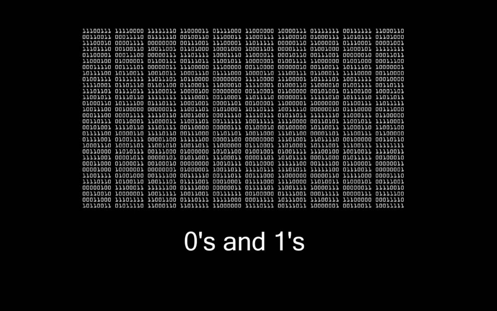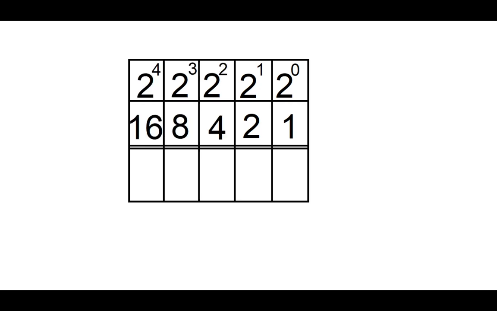Binary numbers consist of zeros and ones, and you can write regular numbers as binary numbers. But how do we do that exactly? Well, we can envision multiple columns. We'll use 5 in this example. The column all the way on the right resembles 2 to the power of 0, which is equal to 1. The column to the left of that resembles 2 to the power of 1, which is equal to 2. The one to the left of that is 4, then 8, then 16.